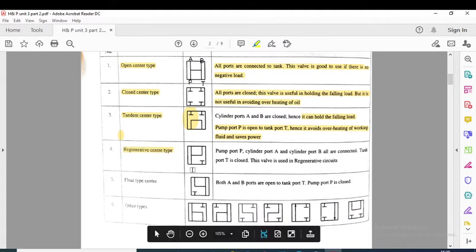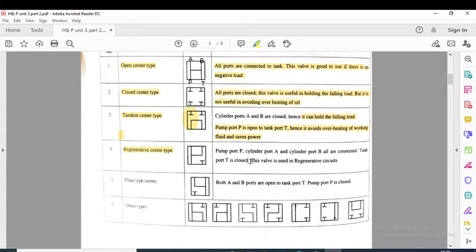Then the fourth type is the regenerative type, regenerative center type. Here you can see port P is connected to ports A and B, and port T remains closed. Here you can read port P and cylinder ports A and B are connected, and tank port T is closed. This valve is used as a regenerative circuit. That's why we name it the regenerative center type valve.